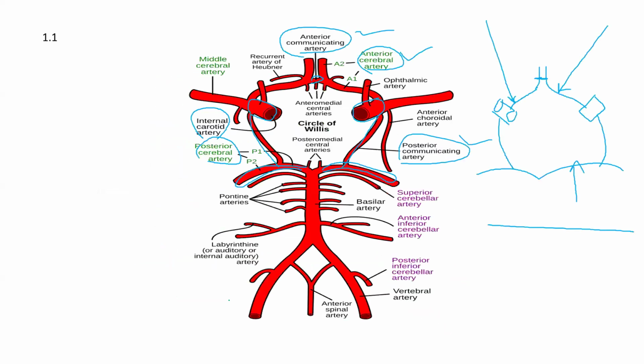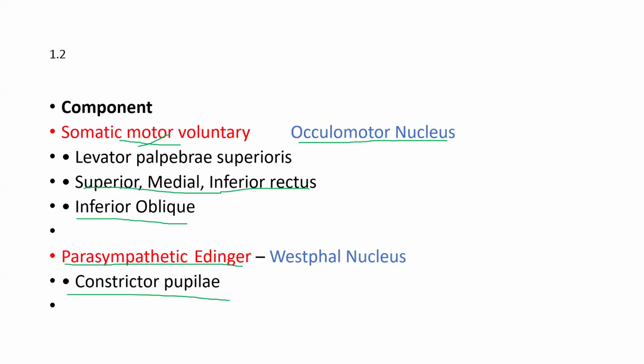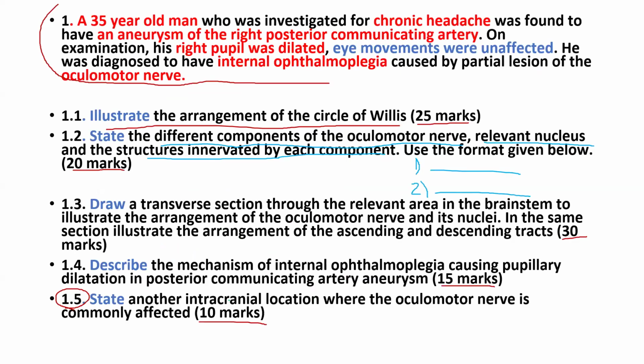Then we describe the different components, those are motor and parasympathetic, and the relevant nuclei, the oculomotor nerve nucleus and the Edinger-Westphal nucleus. And the structures innervated by each component I have described here. So what they have asked you to do, I have exactly done. I am not going to describe anything more, I have just stated those answers.